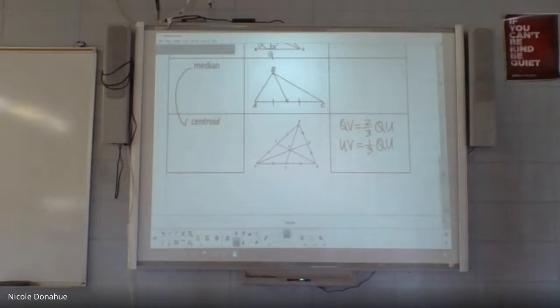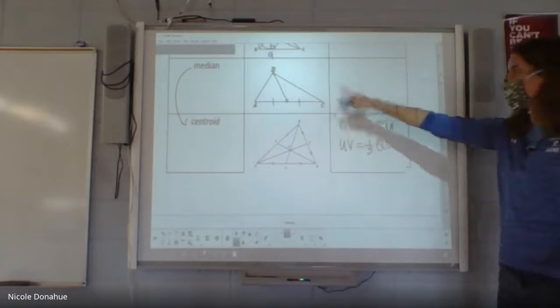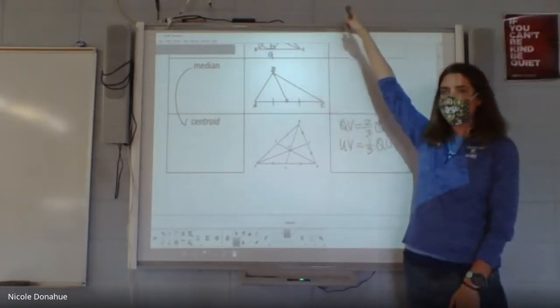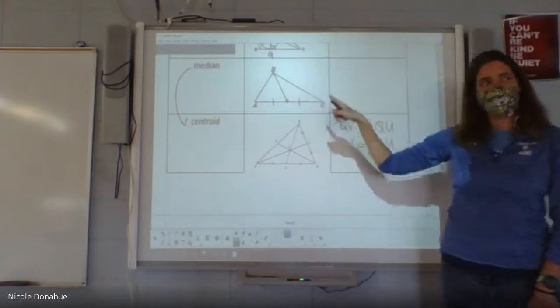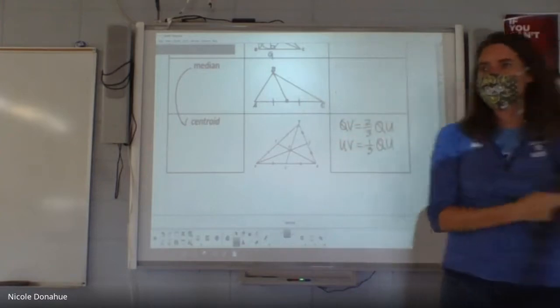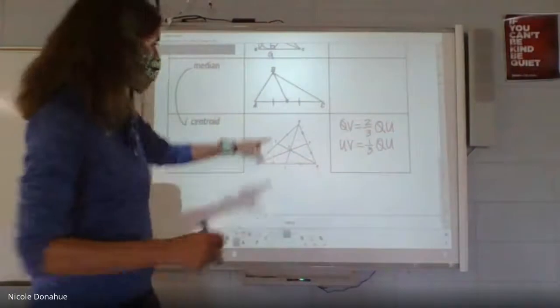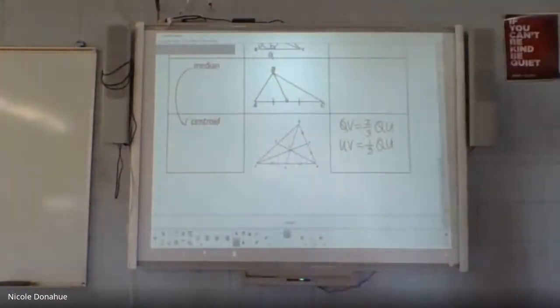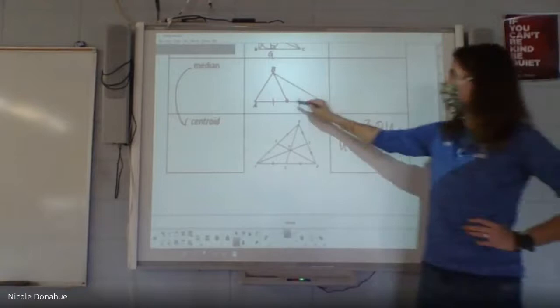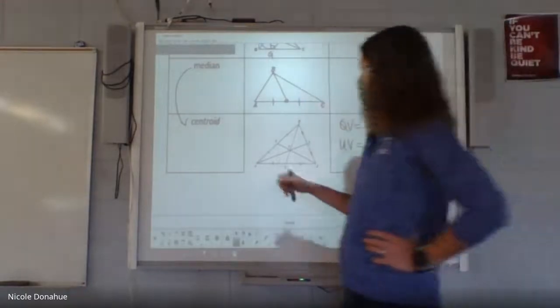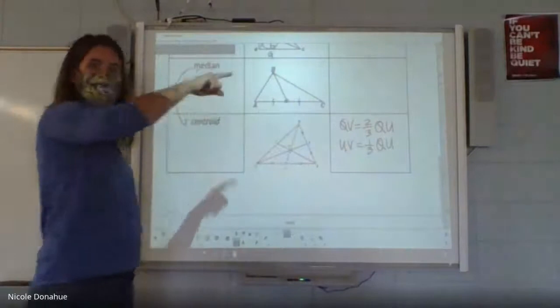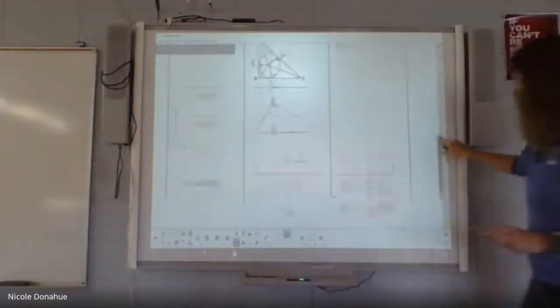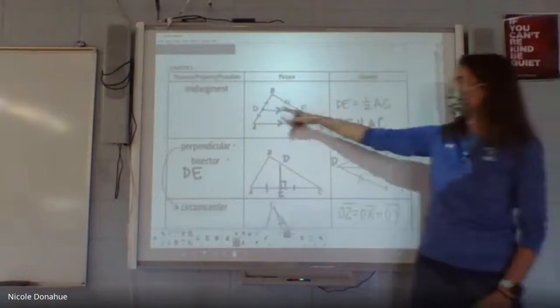What's the difference between a median and a mid-segment? Very good. So this is a median, and the mid-segment's on the top. Does anyone else want to help with that? What do you notice is the difference? Yep, not parallel. There's nothing parallel in the median. There's another thing. The mid-segment is the midpoint of two sides. The median is the midpoint of one side, whereas the mid-segment is the midpoint of both sides.